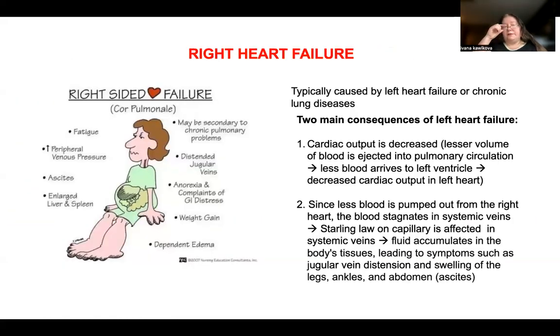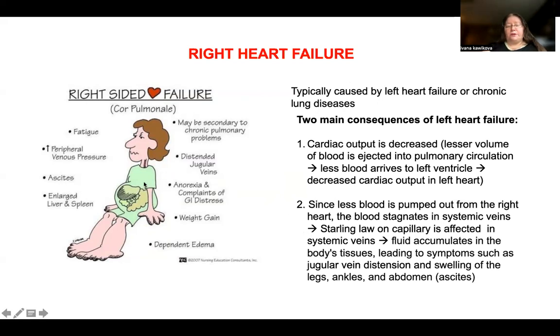Now, with the right heart failure, we have to imagine the anatomy. Now, if the right heart is not able to pump the blood into the pulmonary artery, the blood is accumulated in the right atrium and in the big veins. And so the symptoms will affect mainly the systemic veins. And again, there will be Starling law, and capillary will be affected, but now in systemic capillaries.